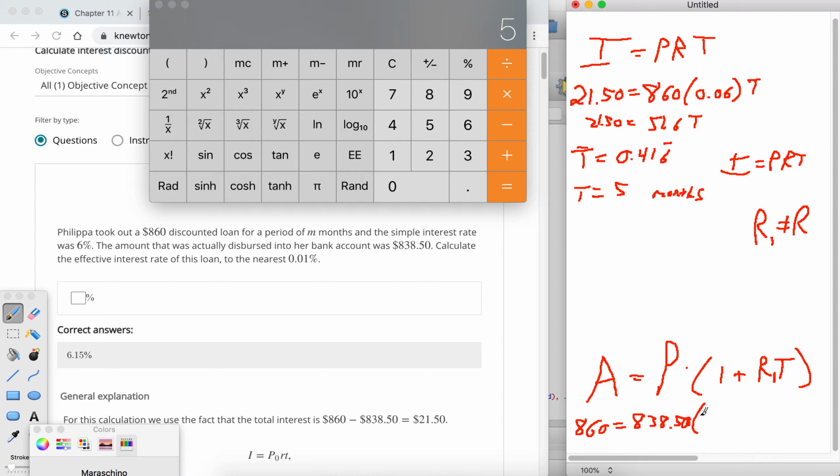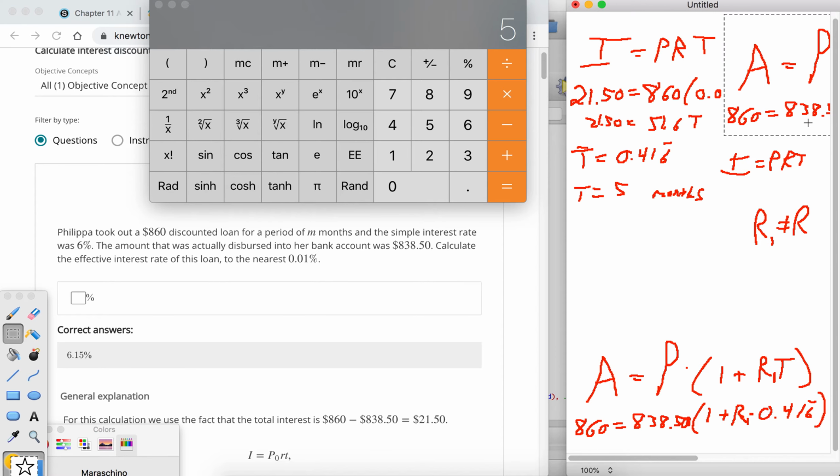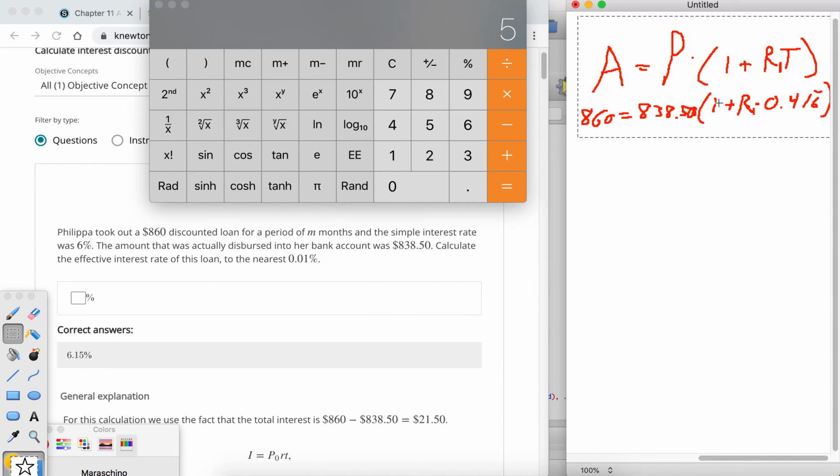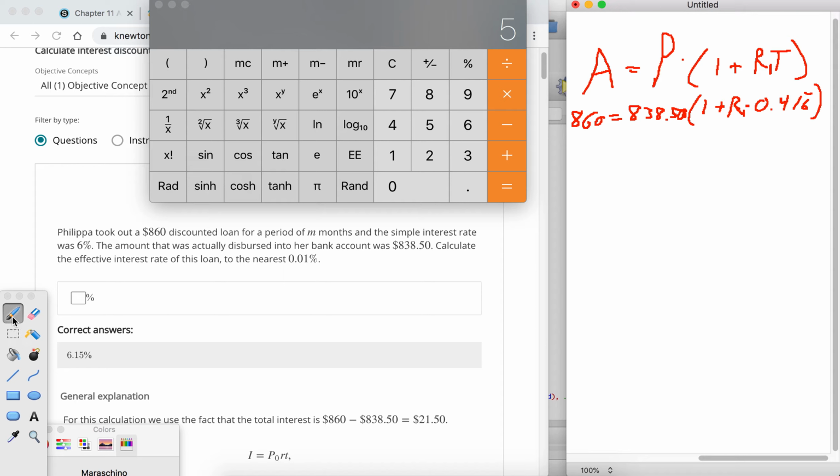So to find the R sub 1, the effective interest rate, we're going to plug in the time in years. So you could put 5 out of 12 here, or you could just use that decimal that we found, 0.416 repeating. Okay, and then you've got a little equation to solve. Move that over here.